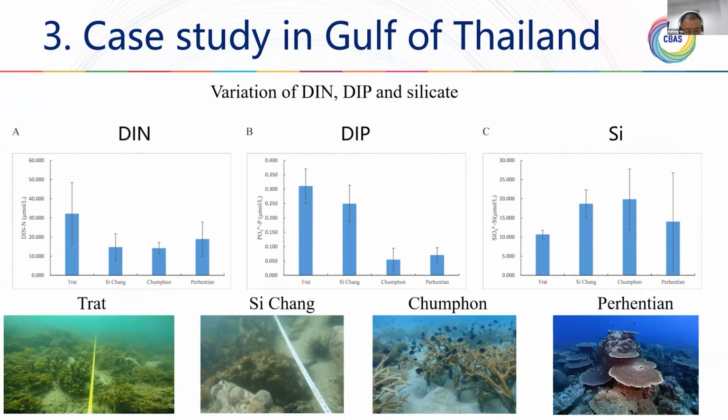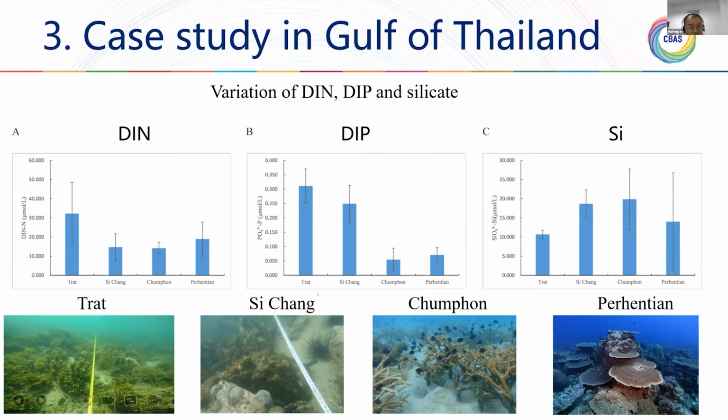So the upper figure shows the general trend of nutrients in the 4 areas. The average DIN was highest in Trat, but much lower in the other 3 sites. The average phosphate concentration was high in Trat and Chang, and the average silicate concentration was high in Chang and Chumphon, but low in Trat and Perhentian.